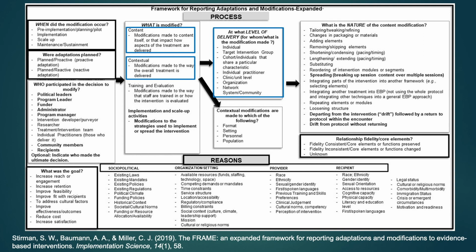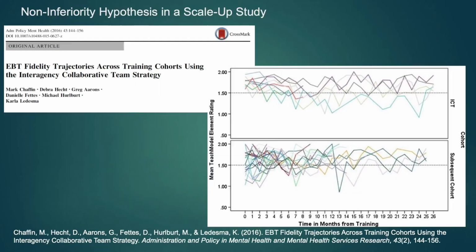For example, thinking about what is modified. Is it the content of an intervention or is it the context? At what level of delivery? When did it occur in the implementation process? Were adaptations planned? Just a number of things, way more than I could go into, but it's just helpful in thinking about how we track and consider adaptation in the implementation process.